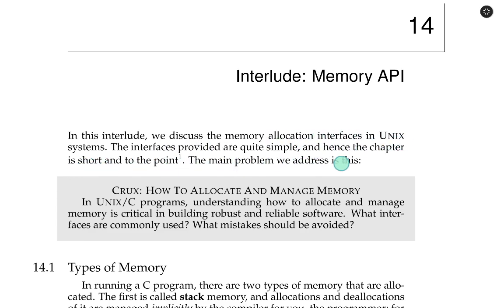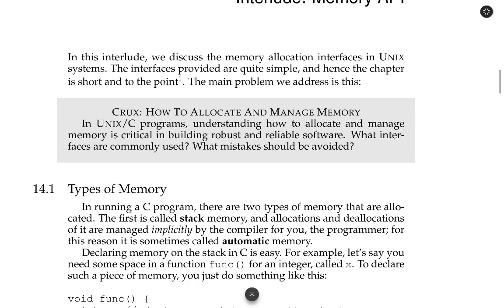The main problem we address is this: how to allocate and manage memory. In Unix and C programs, understanding how to allocate and manage memory is critical in building robust and reliable software. What interfaces are commonly used? What mistakes should be avoided?